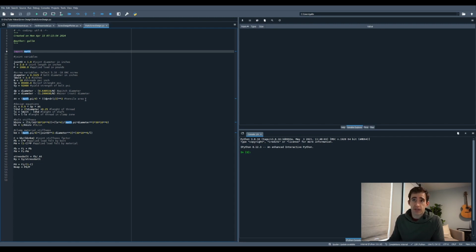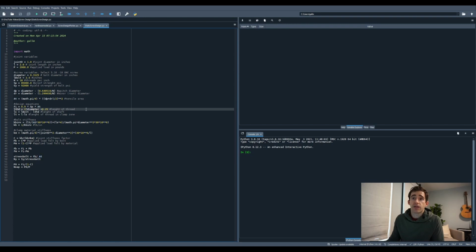Then I plugged in my tensile stress area, AT, equals pi over 4 times the average of the diameters squared. This is how I square in Python. Then I use my design equations where I have a preload. I started with a 90% proof strength, so 0.9 times the proof strength times the tensile stress area. The reason I did this is because since this is a stress, to get force we need to multiply by area.